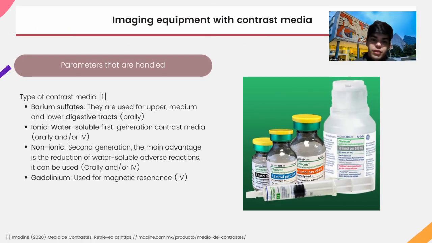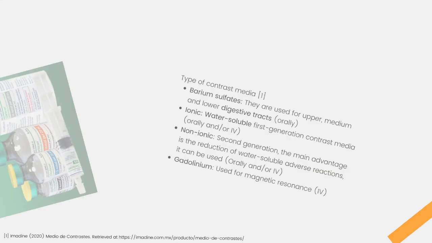For parameters that are handled, there are a variety of parameters regarding the imaging device, but the parameter that changes depending on what you want to see is the contrast media. Barium sulfate, for example, is used for the upper, middle, and lower digestive tracts. Ionic contrast media is for first generation, then non-ionic, and gadolinium is for magnetic resonance.